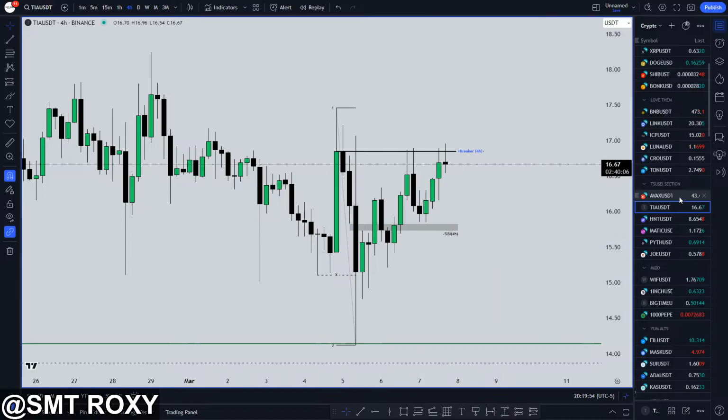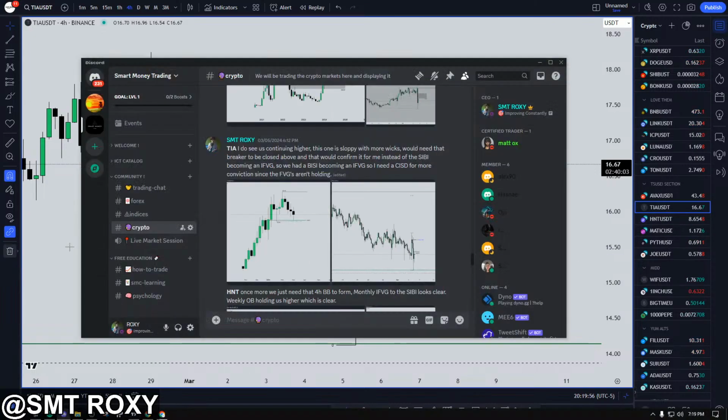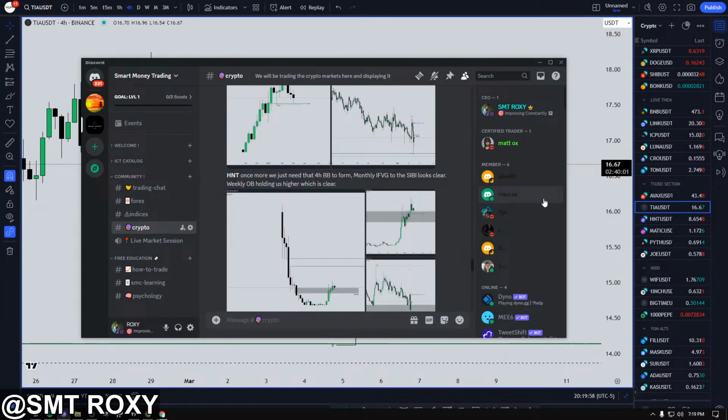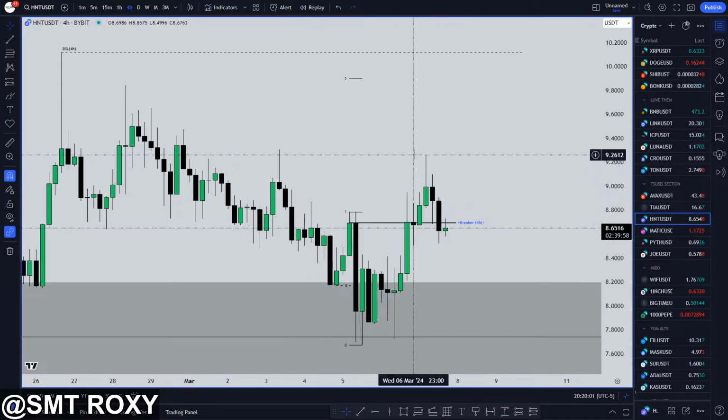We had a SIBI though. I think everything had a SIBI, bro. That's the crazy part. Everything had a south side imbalance, especially with Bitcoin dropping. HNT, basically helium. Break already formed.